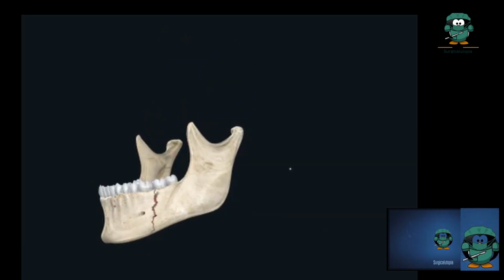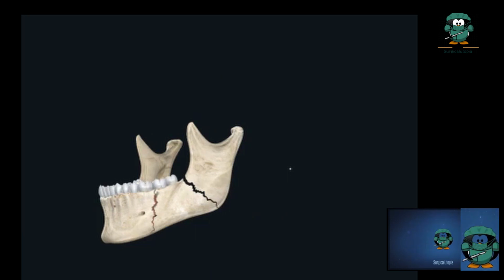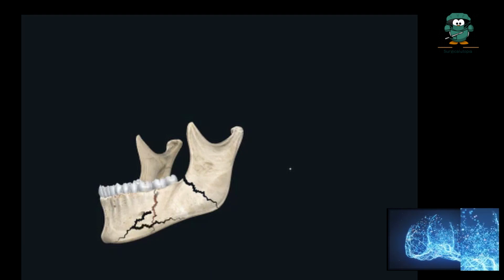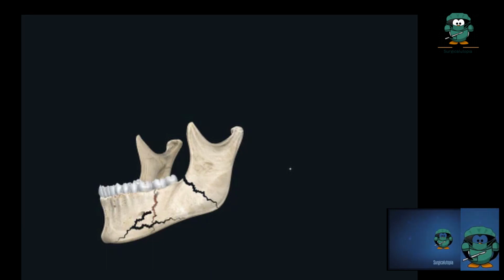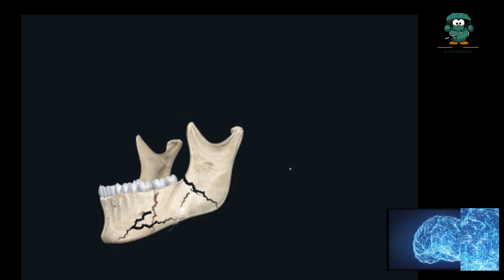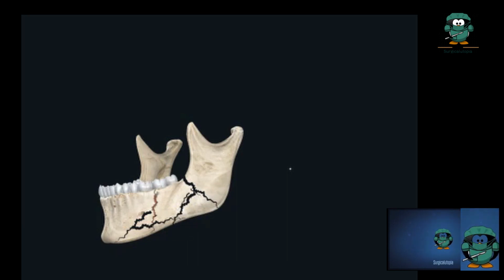F2 is the multiple fracture, so there may be 2 or more fractures. F3 is the comminuted fracture, such as this. And F4 is the fracture with a bone defect, in which the bone will be lost. So suppose there is a fracture over here and this much amount of bone is lost, or a larger amount of bone is lost.